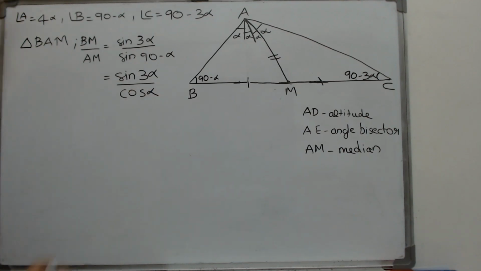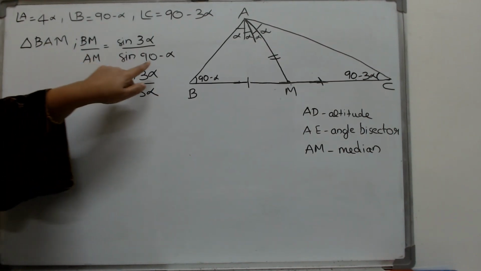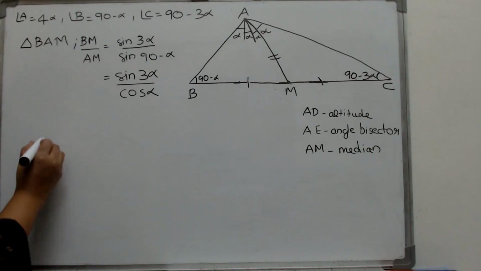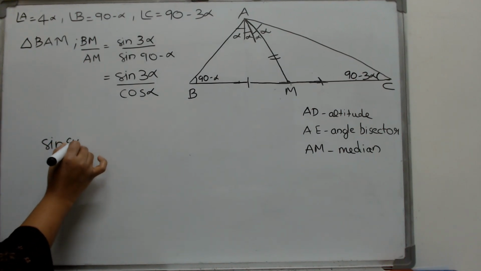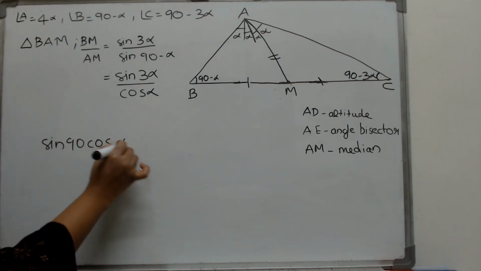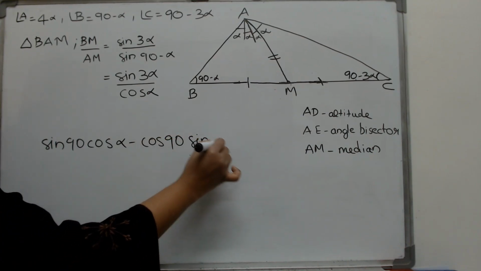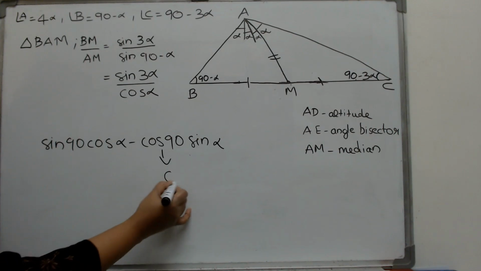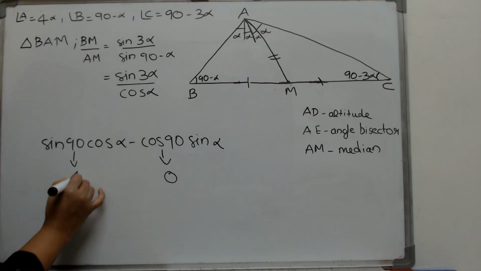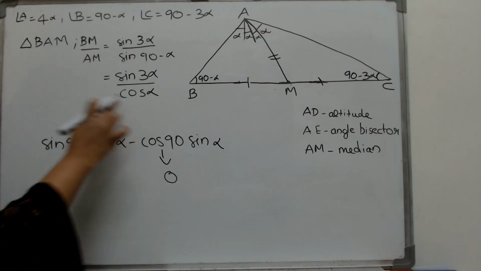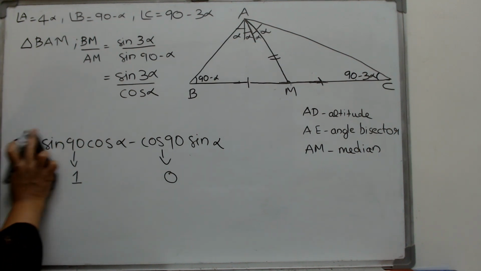Why are we getting cos alpha here? We are doing sine A minus B. What is sine A minus B? It is sine A cos B minus cos A sine B. Cos 90 is 0. Sine 90 is 1. That means this whole thing reduces to just cos alpha.